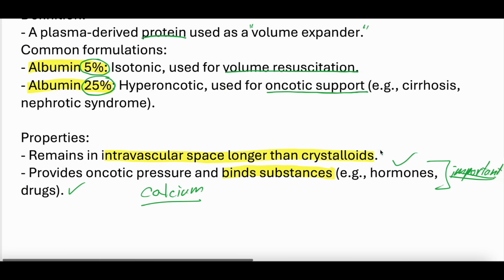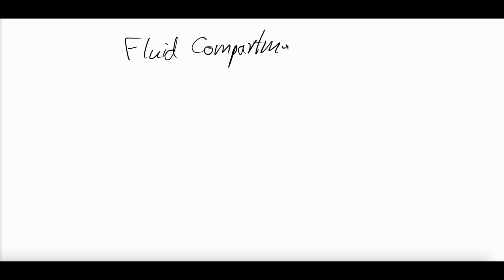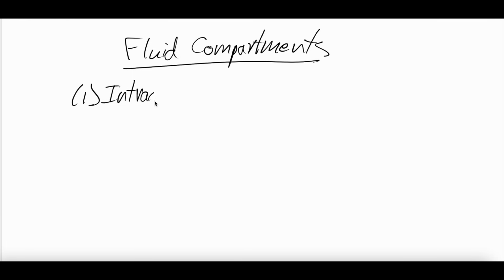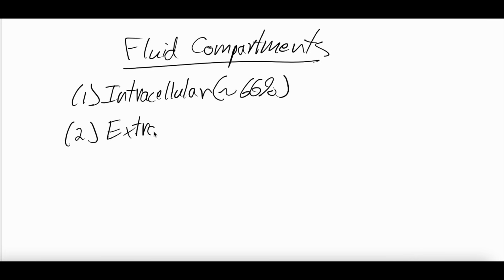But if we're going to look and talk a little bit about intravascular volume, there are different fluid compartments in the body. We've done a whole dedicated video on fluid compartments, so we'll just do the abbreviated version here. The two main ones are first the intracellular space, so the volume inside of the cells, and this is about 66% of all fluid in the body. Then you have the extracellular space. This is the area outside of the cells, and this is about 33% of fluid.